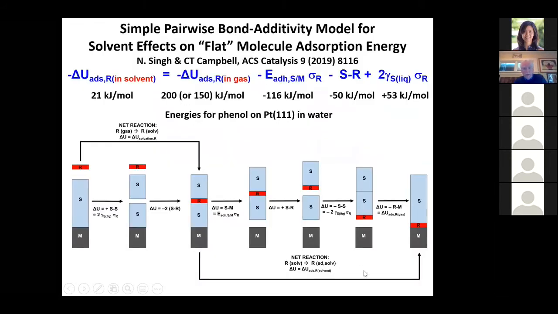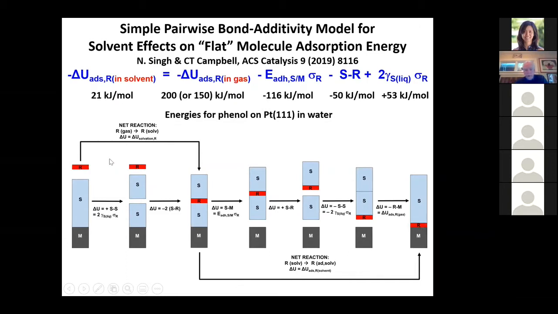So let's back up and look at the full process. What I just described is the solvation of phenol. Now I have R for phenol: solvation of the phenol in the solvent. That's all this is. The net reaction is to take gas phase phenol and put it underneath the solvent and on the surface of the metal.